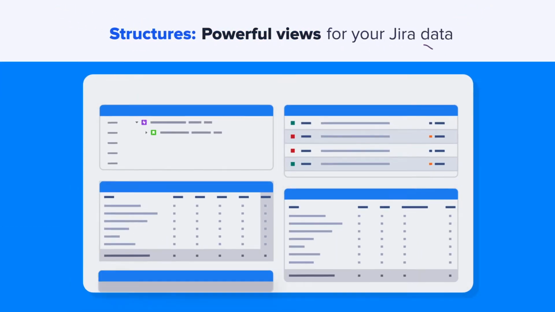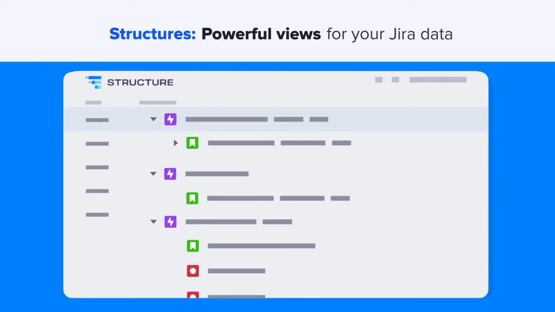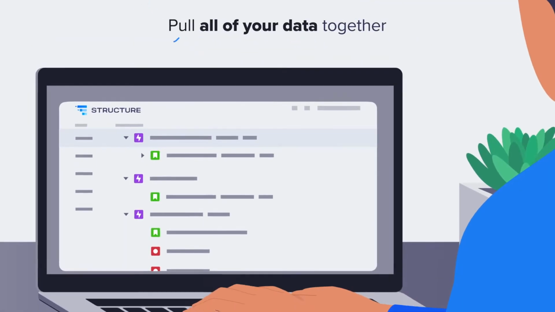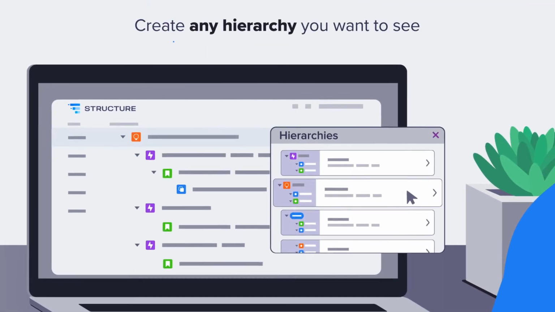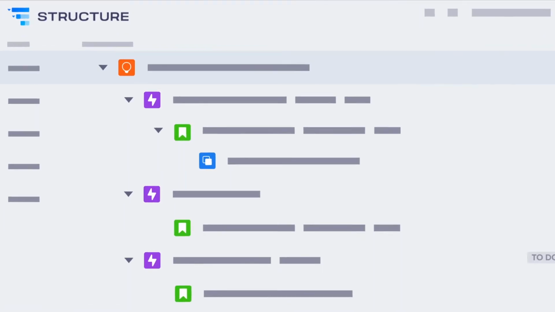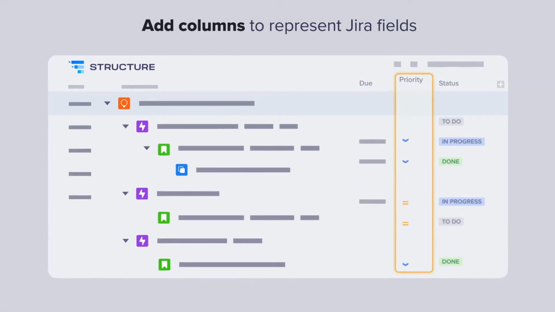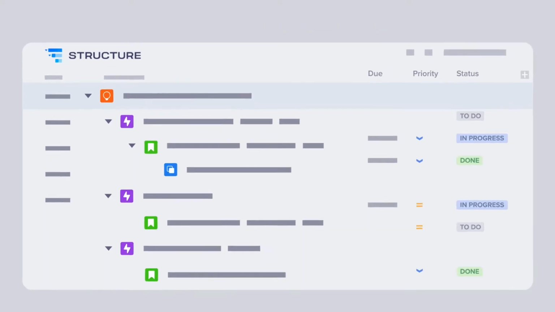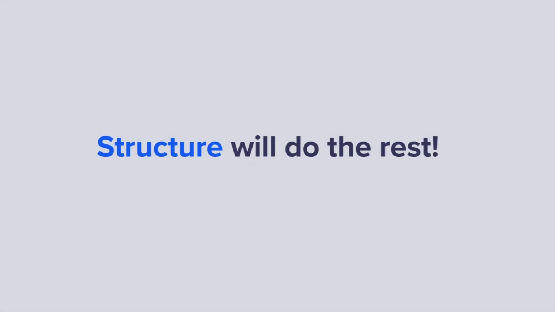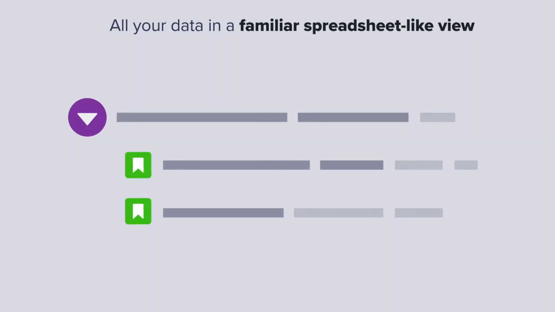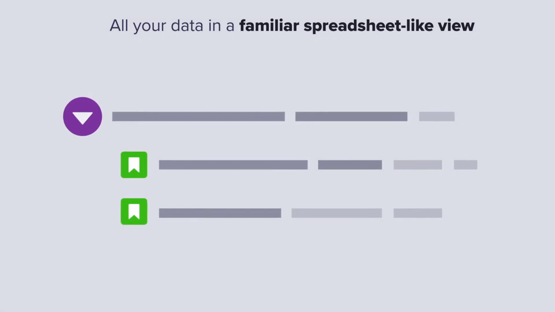Through powerful views for your Jira data, called structures, pull all your data together and create any kind of hierarchy you want to see. Add columns to represent your Jira fields. Structure will do the rest. As a result, you have all the data you need in a familiar spreadsheet-like view.